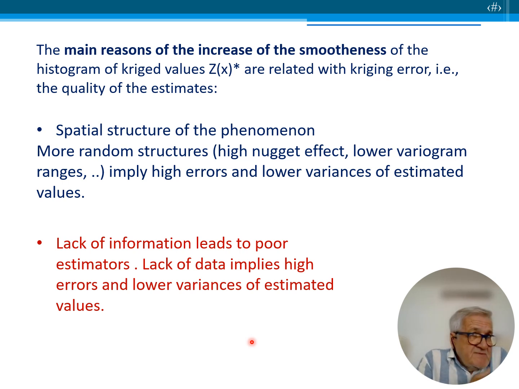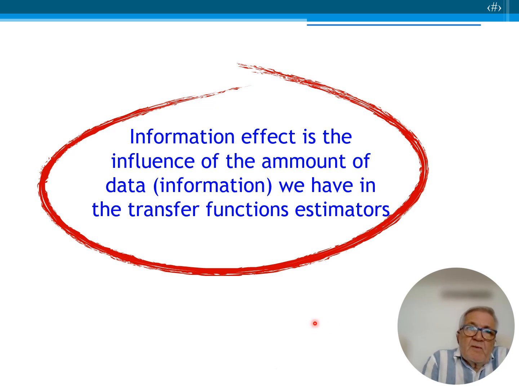The possible reasons for the quality of the estimates are, first, the spatial structure of the phenomena. As you know, a more random structure, a high nugget effect, and lower variogram ranges imply high errors, lower variances of estimated values, and poor estimates. Another factor could be the lack of information. Lack of information leads to poor estimators, and you know that. Lack of data implies high errors and lower variance of estimated values. We can say that the information effect is the influence of the amount of data, of information we have, on the transfer function estimators.